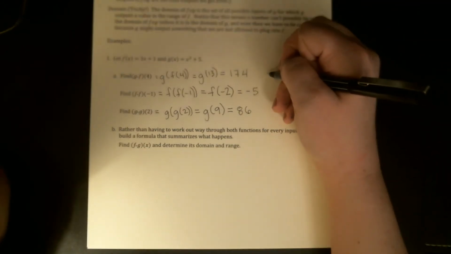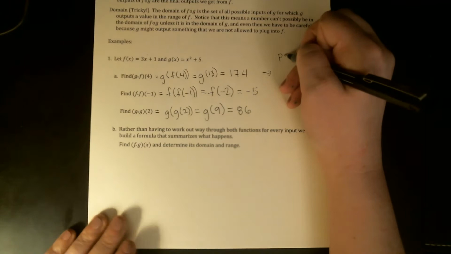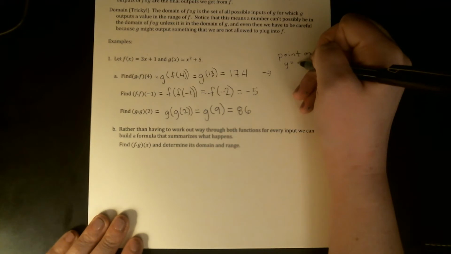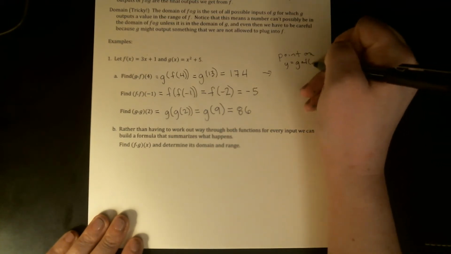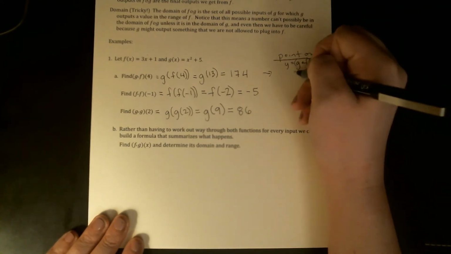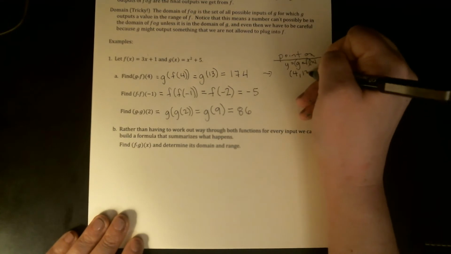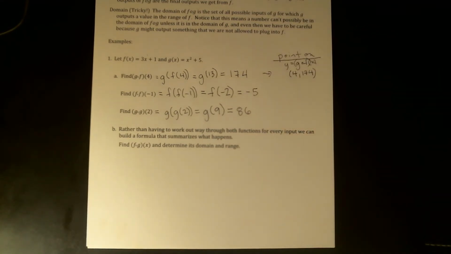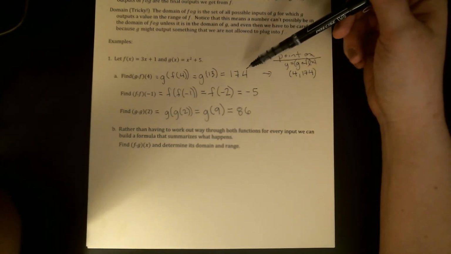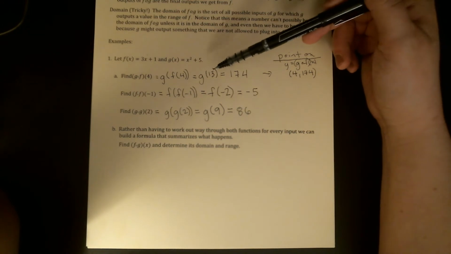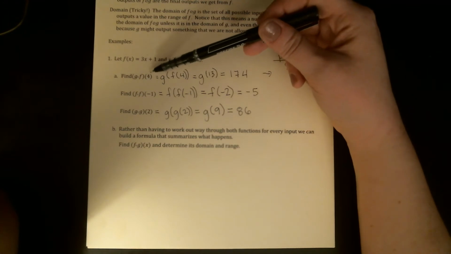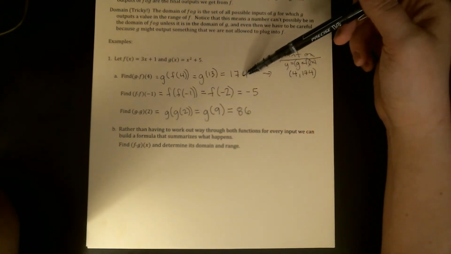Basically what we've just determined is that we now know a point on the graph of g of f, for this first one. That point is (4, 174). So it's really important that you filter out what the most important information here is. We had to calculate the 13 in order to get our final output, but 13 is not an input or an output for the composition. The input we used for the composition was 4. The output we got for the composition was 174.